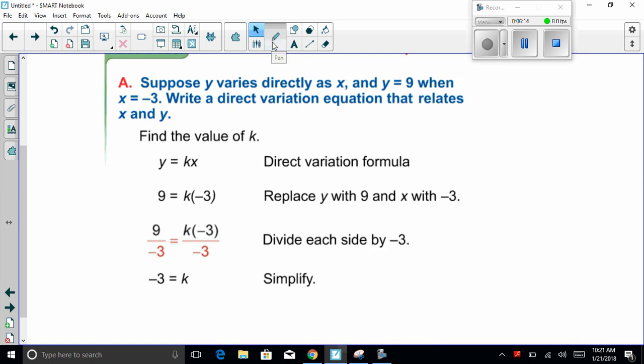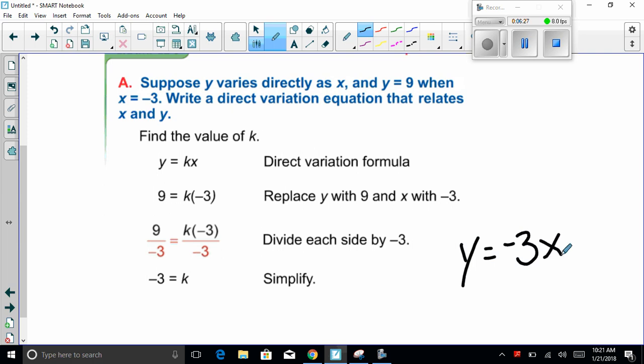And then, when you write out your direct variation, it's going to look like this. Y equals -3x. That would be your answer. So all you have to do is plug in that -3 for k, and then write down your y and your x.